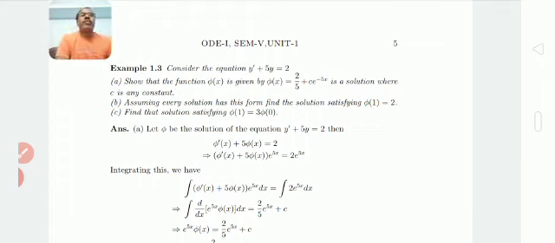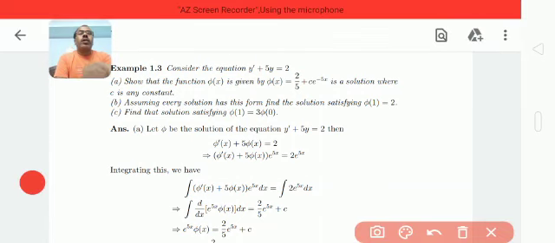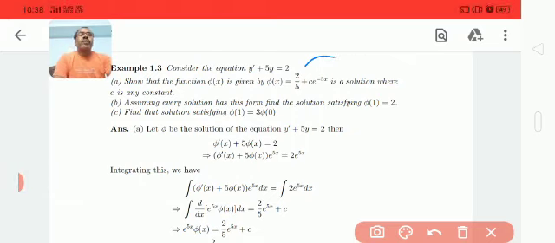So here the given differential equation is y dash plus 5y is equal to 0. The first question is, you have to show that the function phi of x given in this way is a solution of the given differential equation. The second question is, assuming that every solution has this form, we have to find the solution which satisfies this initial condition. Why is this an initial condition?